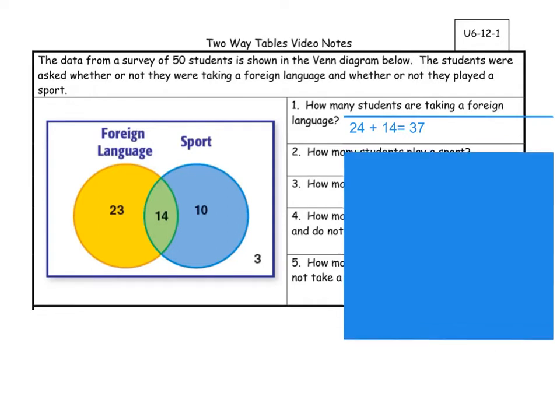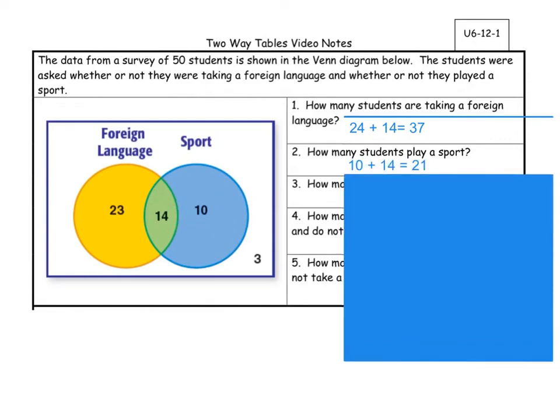The second question we're going to look at from the Venn diagram is how many students play a sport. So we're looking at this circle in the Venn diagram. So 10 plus 14 is 24, and 24 students, that should be a 24, play a sport.